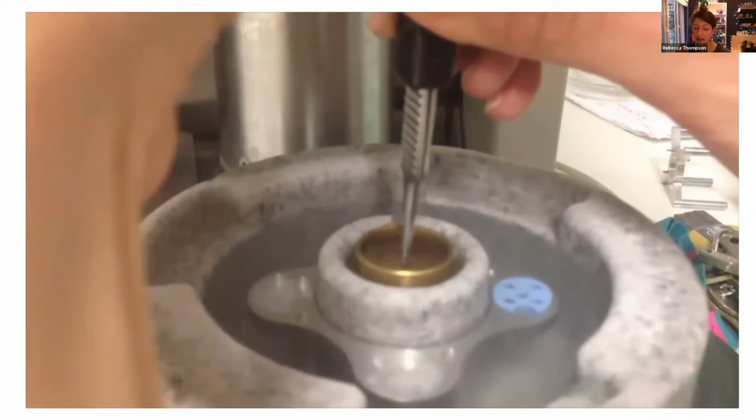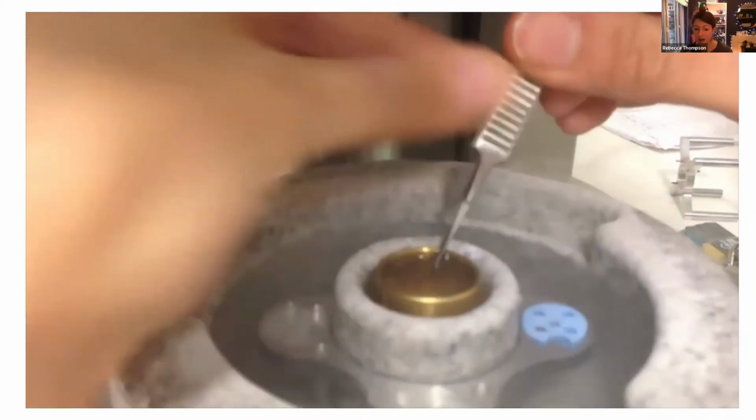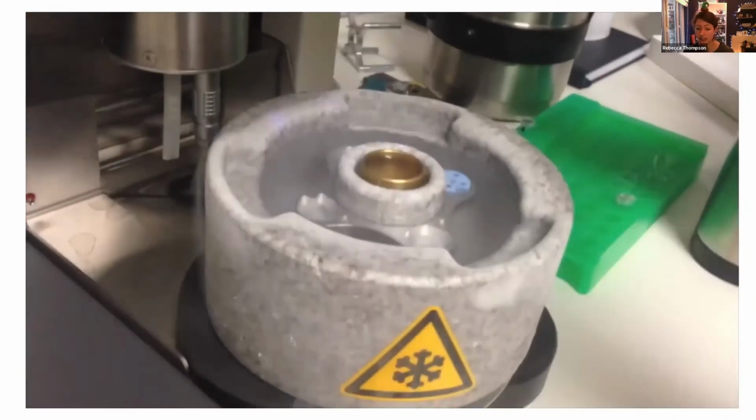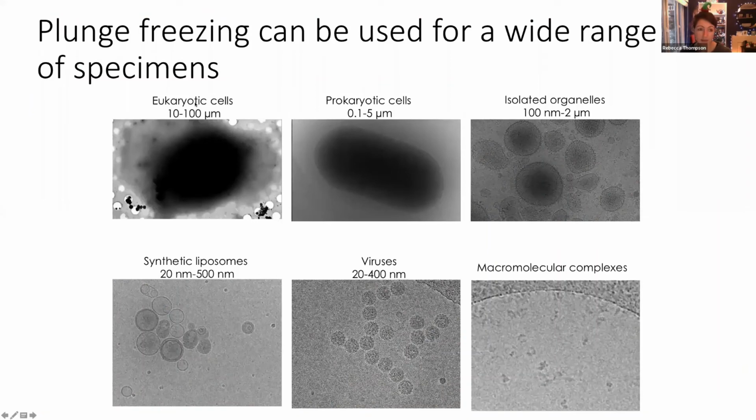Once it's in liquid ethane and the sample has become vitrified, we can transfer it from the liquid ethane, which is about minus 170 degrees C, into the liquid nitrogen, and then we can store that grid essentially indefinitely until we decide to image it. So this plunge freezing approach to basically fixing our specimen in a layer of vitreous ice is incredibly flexible. So we can use plunge freezing to freeze a whole range of different biological specimens, from whole eukaryotic cells, which are grown on grids, through bacterial cells, liposomes, viruses, macromolecular complexes.